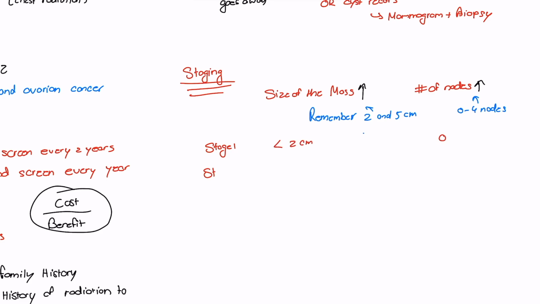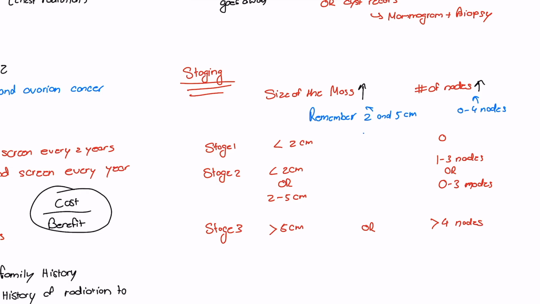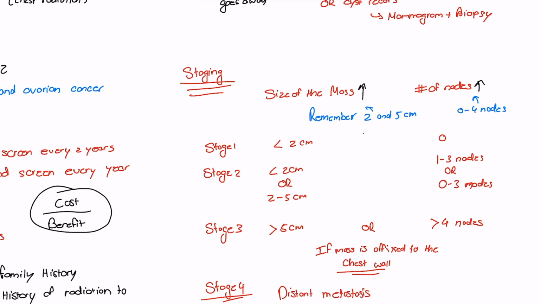Stage 2 can either be a mass less than 2 centimeters in size and 1 to 3 nodes involved, or a mass 2 to 5 centimeters in size with 0 and up to 3 node involvement. Stage 3 is when the mass is over 5 centimeters or when there are more than 4 nodes involved. If the mass is affixed to the chest, it's also stage 3. Stage 4 is where there's a distant metastasis, and most people usually know stage 4.